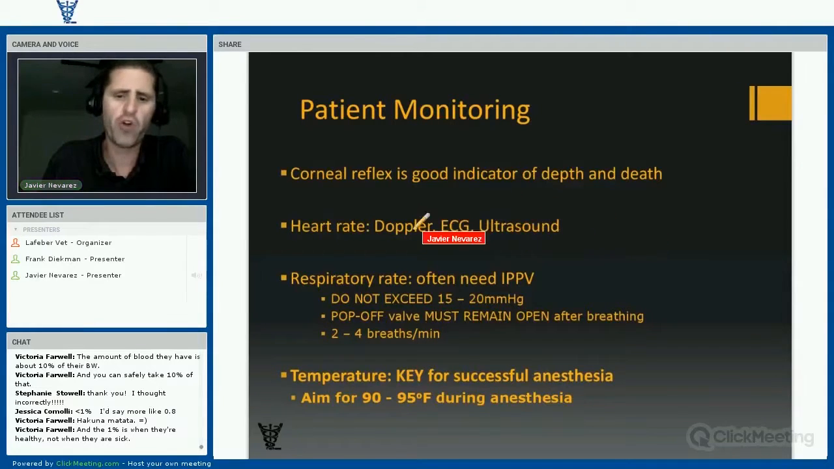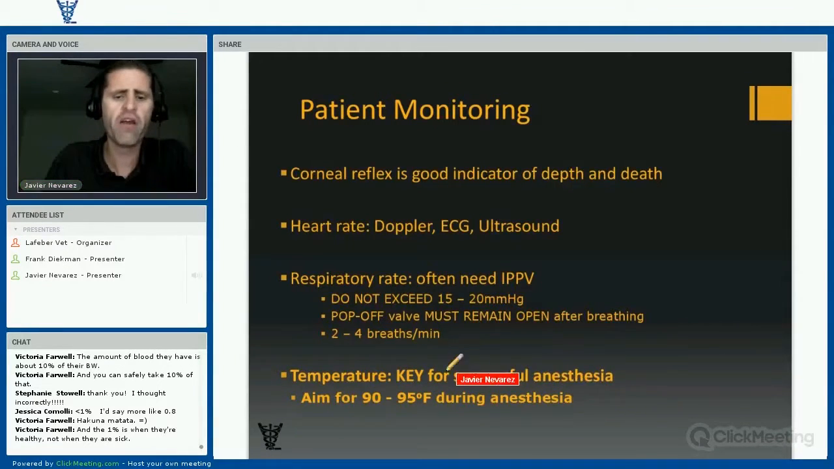Dopplers, ECGs, ultrasound, and I'll show you in a second why I put ultrasound here to monitor the heart rate. But that's again a situation if you're in the field, sometimes you don't have some of these other tools. But if you have an ultrasound, you can just put the ultrasound probe on the animal, actually visually see the heart, get heart rate that way, monitor the beating heart itself. So you sometimes have to get creative in that aspect.